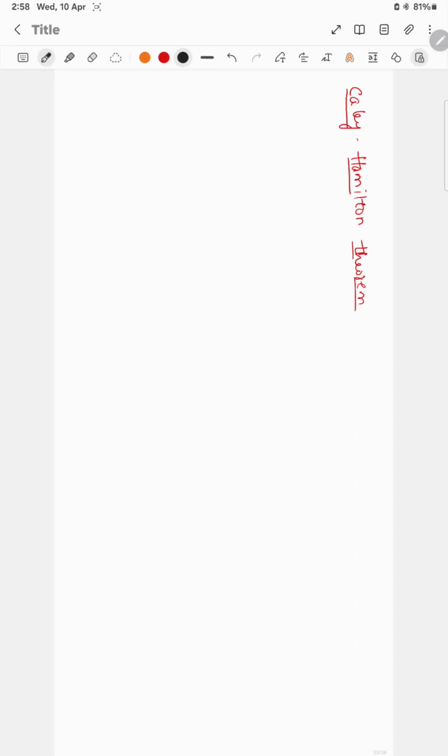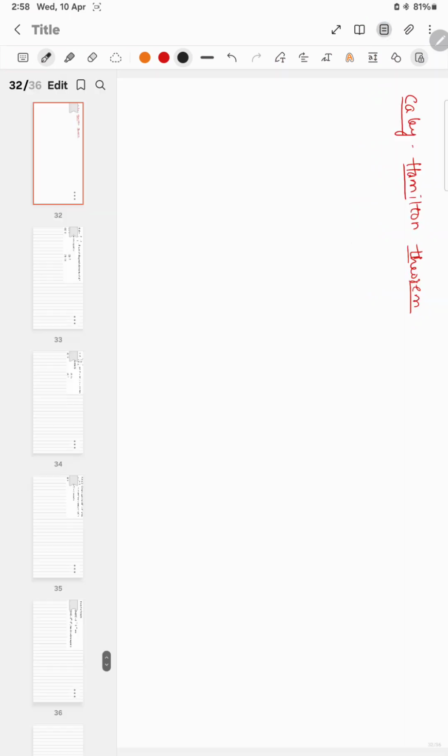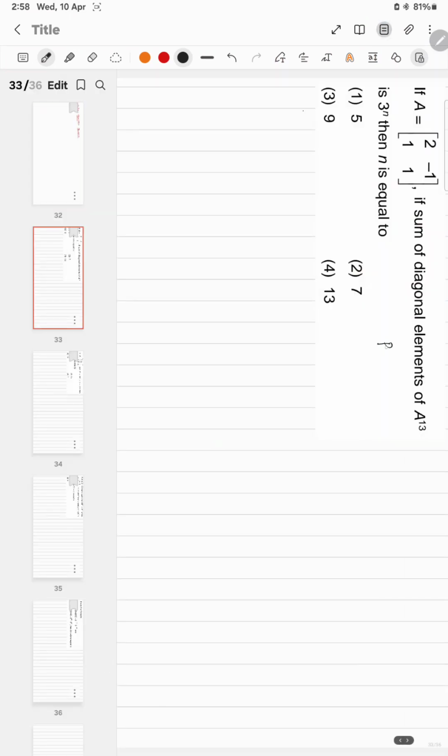Today we are going to solve one of the JEE questions given in the April shift, page 2. The question is: if A is equal to [[2, -1], [1, 1]], and the sum of the diagonal elements of A power 13 is equal to 3 power n, then find the value of n.